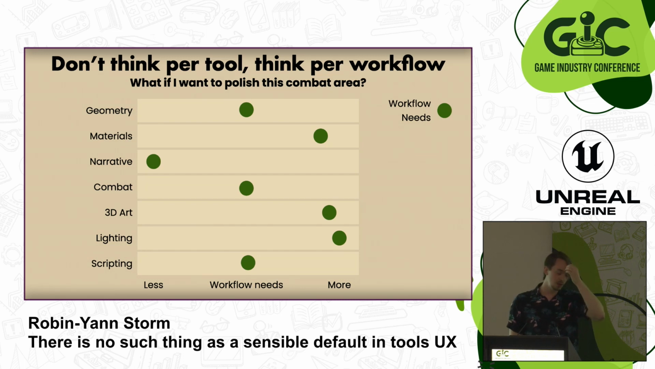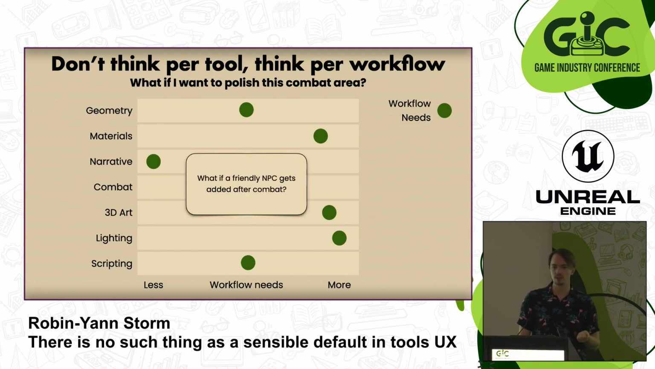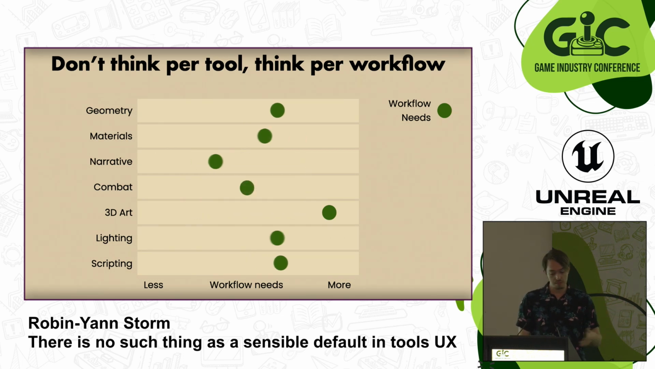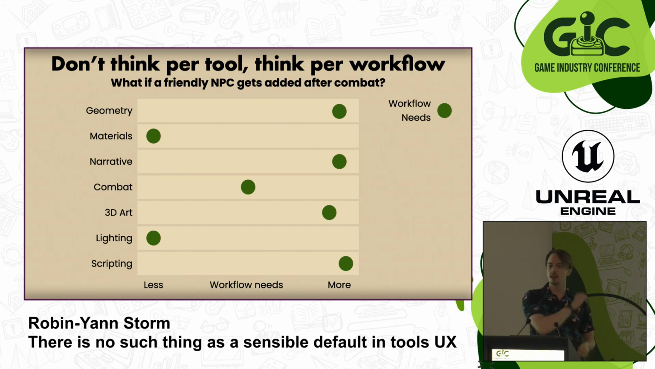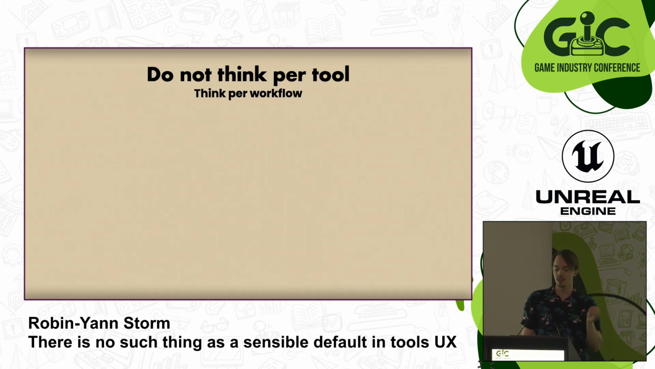Now, a design director or art director comes in and goes, no, we're going to have an NPC after this. Things change all the time. You never know. So what happens now? Now we need a lot of narrative tools. A lot of these things change depending on the thing that you're doing. So it's important to not think per tool, think per workflow.